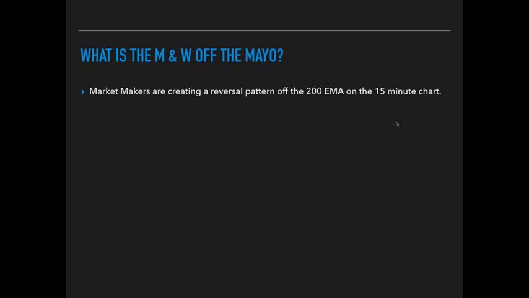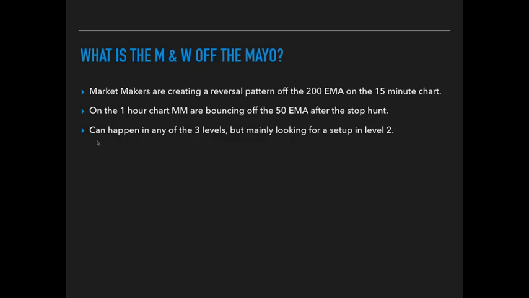Okay, all right, so what is the M&W off the Mayo? Market makers are creating a reversal pattern off of the 200 EMA on the 15-minute chart. On the 1-hour chart, market makers are bouncing off the 50 EMA after the stop hunt. Coincidentally, this setup, you guys should know this already, is the 1-hour 50-50 bounce. So on the 1-hour chart, 1-hour 50-50 bounce, if you go over to the M15 chart, you're going to find the M&W off the Mayo. Okay, so we're going to look at some examples of that soon.